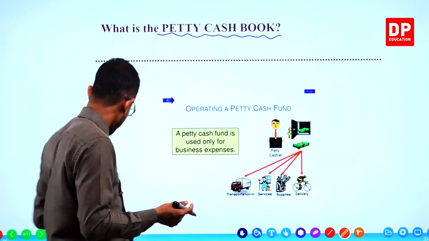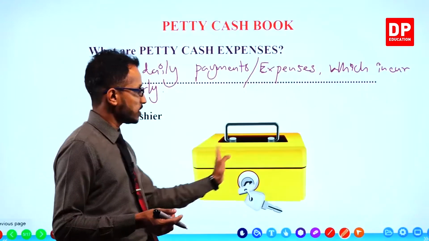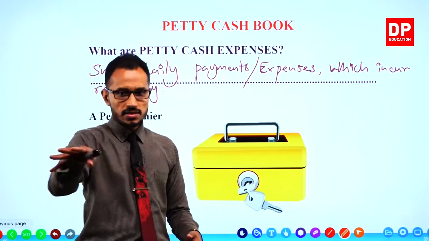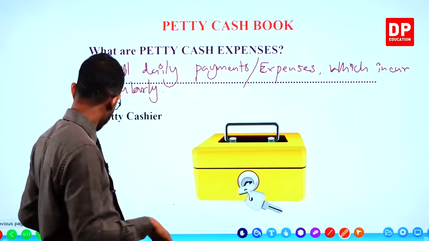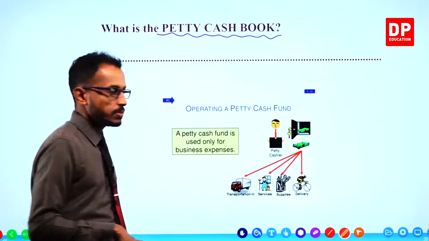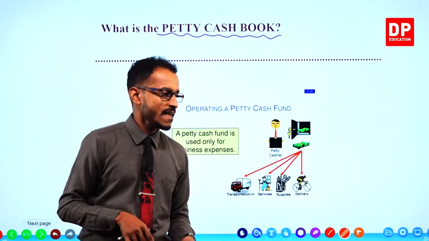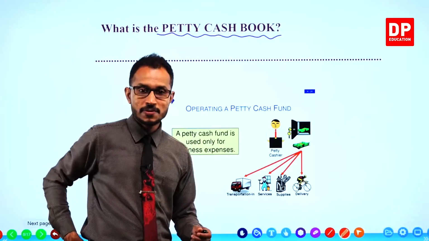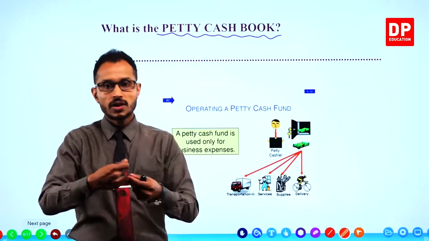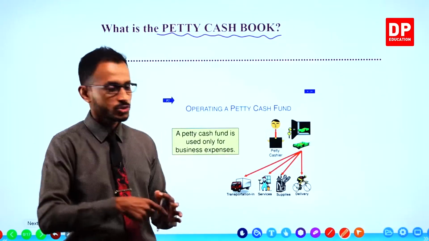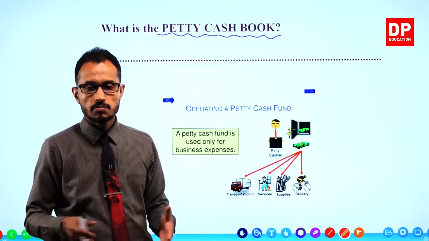I'm keeping that petty cash money in this locker, or whatever locker he has, right? Because it's not his money, it's business money. Yeah, he can't keep the money in his pocket. Okay, he can't keep the money in his pocket, right? He has to keep the money in a locker or a box.